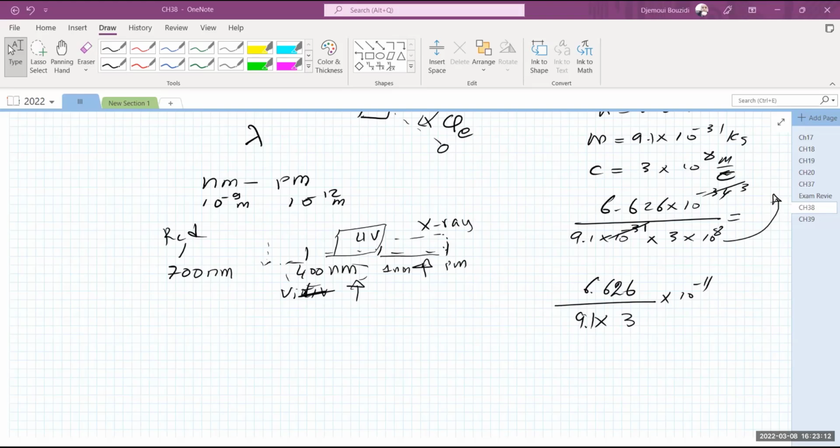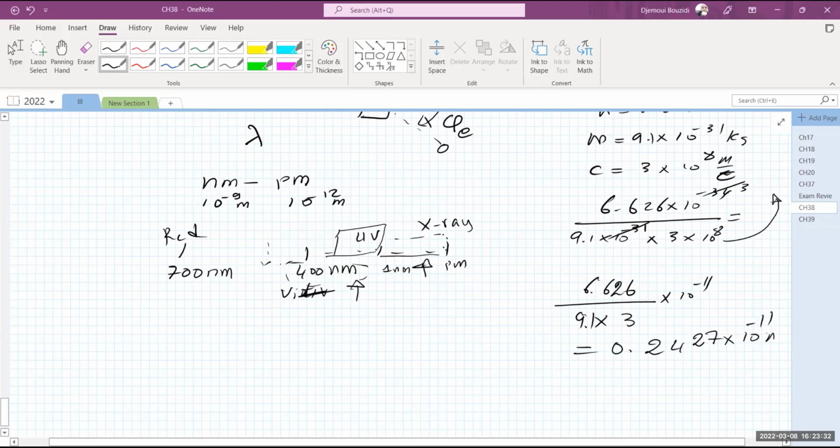Because you're going to need this number a lot, especially in your homework assignments and also in your exams, it's a good number to know. So it's going to be 0.2427 times 10 to the negative 11 meters. Usually we write this one as 2.427 picometers, because 10 to the negative 12 is picometer.